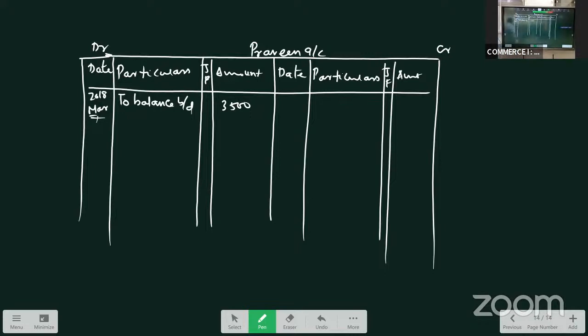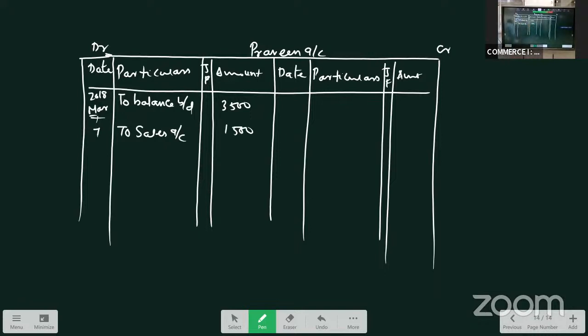Let us go to the next entry. Sold goods to Praveen. We as a business sold goods to Praveen. Praveen is the receiver. Receiver is to be debited. So take it on the debit side. To sales. How much is the amount? 1,500. Amount is 1,500. Right?